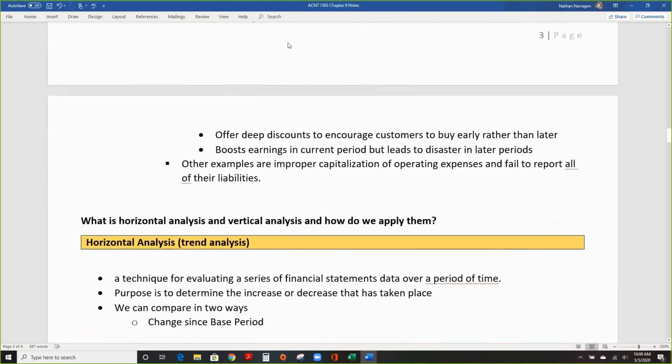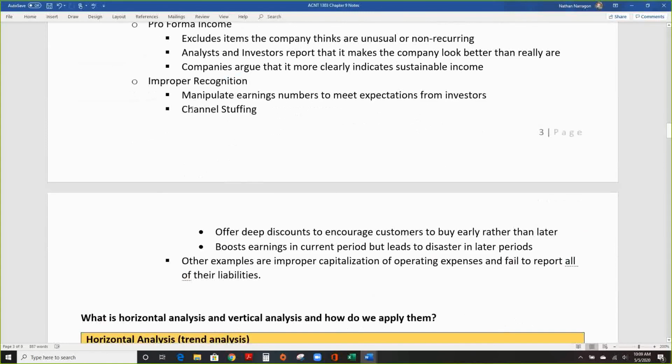So this is where the SEC comes in. They are trying to stop this, but again, channel stuffing is a legit practice. You see this all the time. Now, improper capitalization of operating expenses and failing to report all their liabilities, yeah, that's a big no-no. But channel stuffing is actually legal. Because it's offering deep discounts, like your Black Friday, to encourage customers to buy early rather than later. So that's a legal item. That's not shady. It's just really stupid to do.